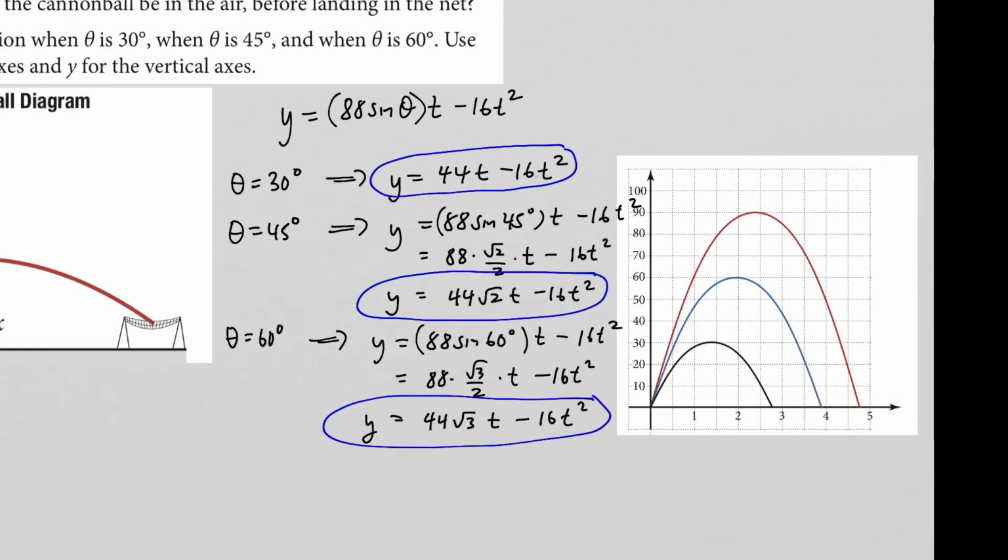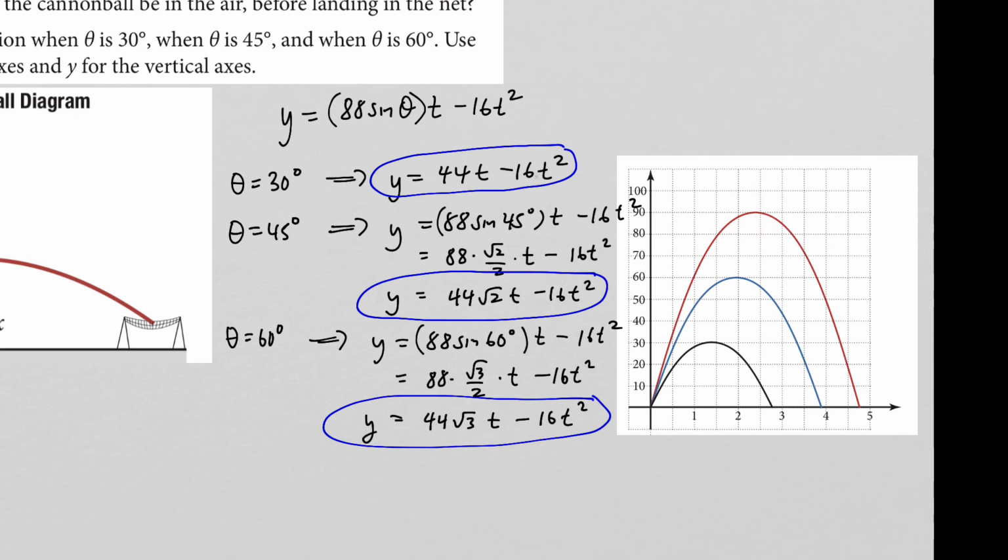All right, so here is a picture of the graphs. The first graph here represents when theta equals 30 degrees. This graph here represents when theta equals 45 degrees. And finally, this graph here represents when theta is 60 degrees. And you'll notice that the steeper the angle that the person is fired at from the cannon, the higher the cannonball will go into the air.